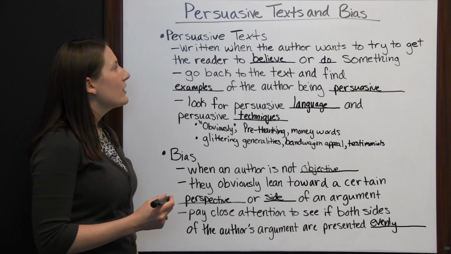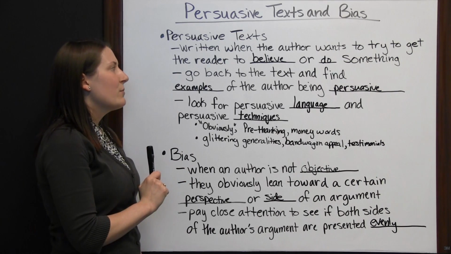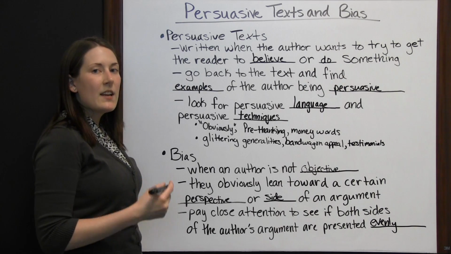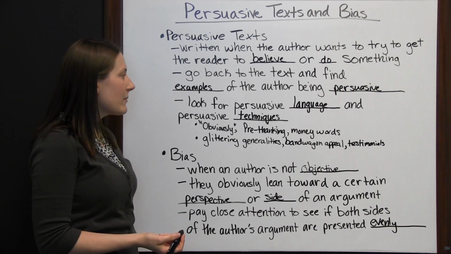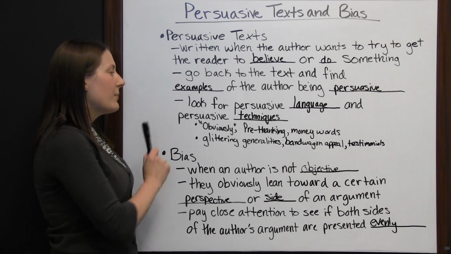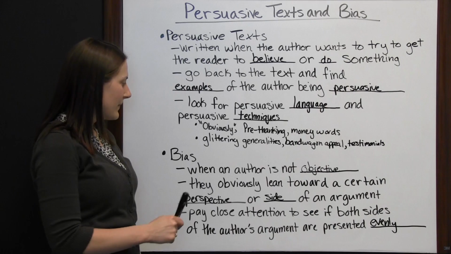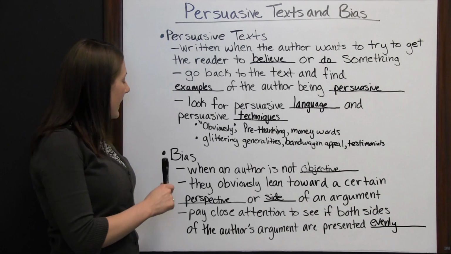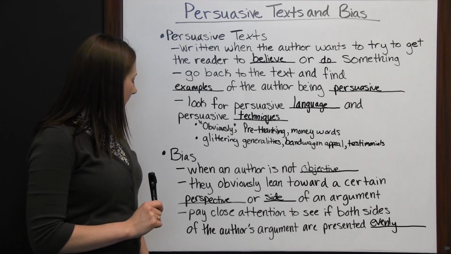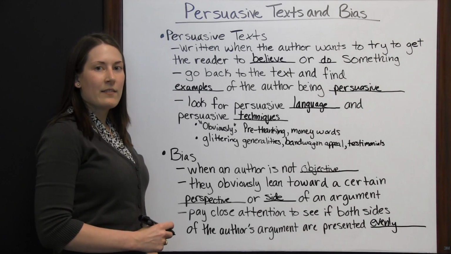So, whenever you're looking at a text, you can ask yourself, is the author trying to get me to believe or do something? And if they are, there's a good chance that you're looking at a persuasive text. So look for examples of persuasive language and persuasive techniques to back up your idea that this is a persuasive text. And if you see that the author is leaning toward one side or another, then they're probably exemplifying some kind of bias, whether positive or negative.